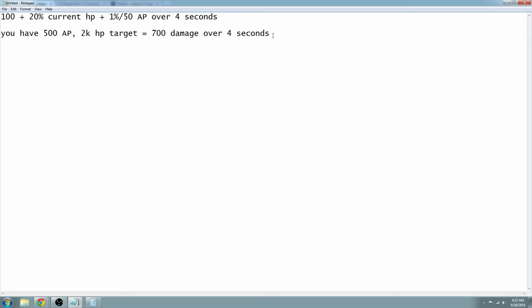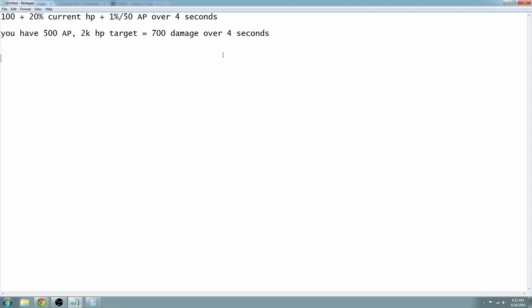And this is an extremely common example that people are throwing out in the forums. They're saying, this is what's going to happen: you're going to deal 700 damage over 4 seconds. This is not a good estimate for how much damage Nidalee is going to do. And let's walk through why.